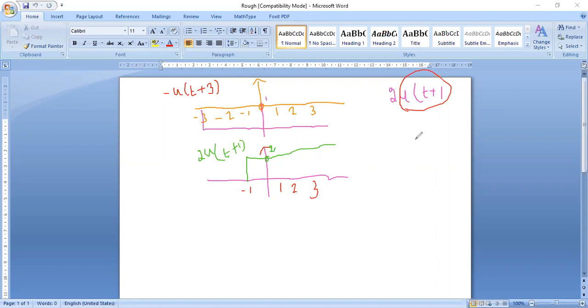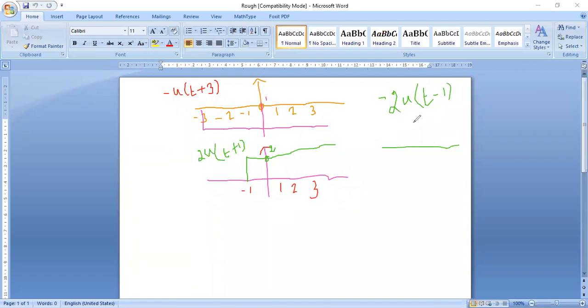Third term is, what is the third term? Minus 2 u of t minus 1. So how many steps do I have to follow? First, let me draw roughly. The final diagram I will put below this diagram.